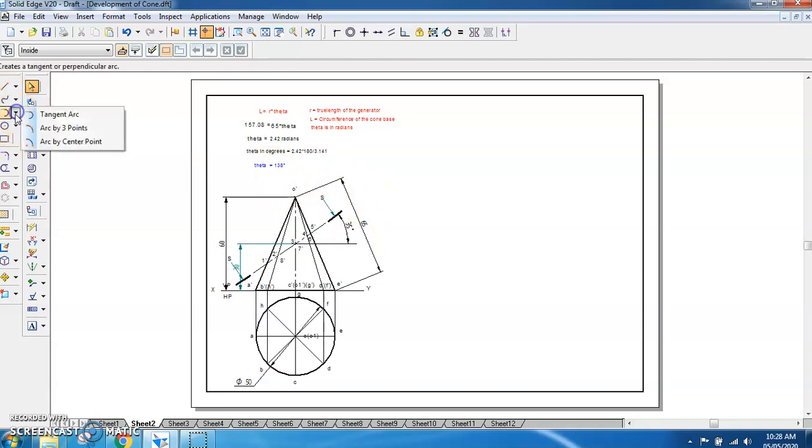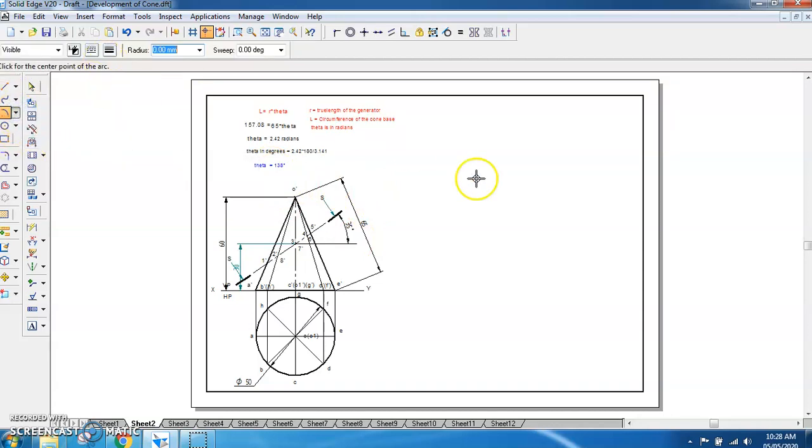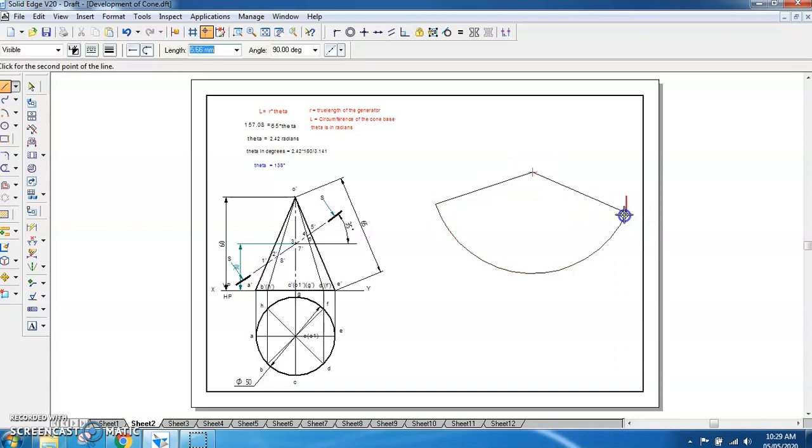So I'll go to arc by center point. The radius we know is 65. So the radius is 65, I'll enter, and sweep is nothing but the theta angle, so that is 138. So we have to get it here like this. So this is a 138 sweep with the radius 65. So you place it in this way, and then you connect this end to this and this end to this.